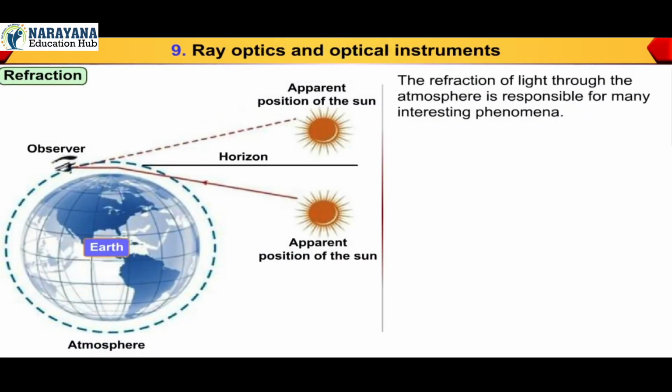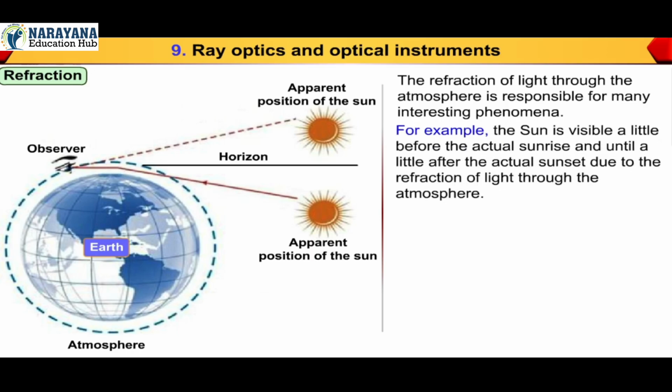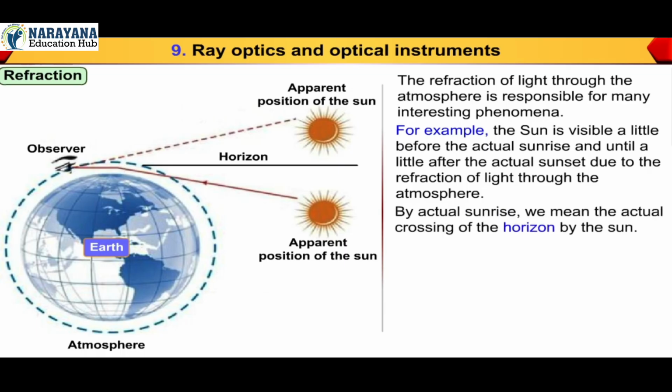The refraction of light through the atmosphere is responsible for many interesting phenomena. For example, the sun is visible a little before the actual sunrise and until a little after the actual sunset due to the refraction of light through the atmosphere. By actual sunrise, we mean the actual crossing of the horizon by the sun.